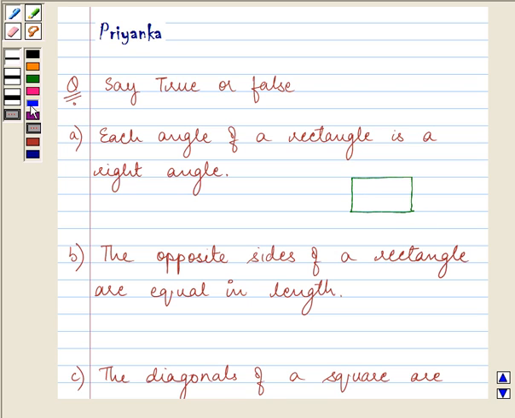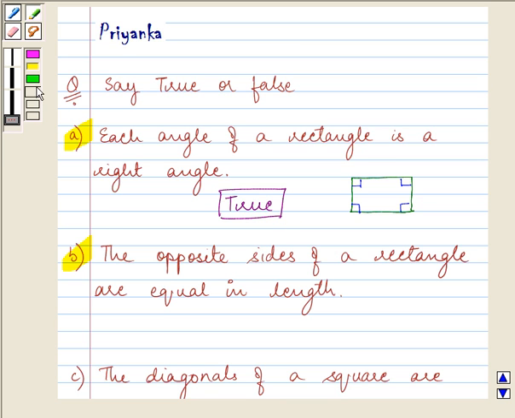It is saying that each angle of a rectangle is a right angle. We know that it is true, that all the angles of a rectangle are of 90 degrees and therefore it is a right angle. So the answer we'll write here will be that this is a true statement.